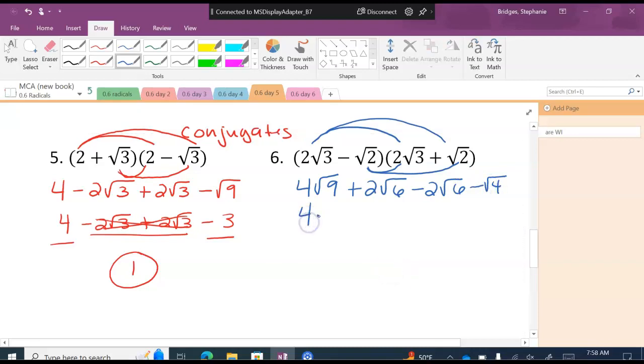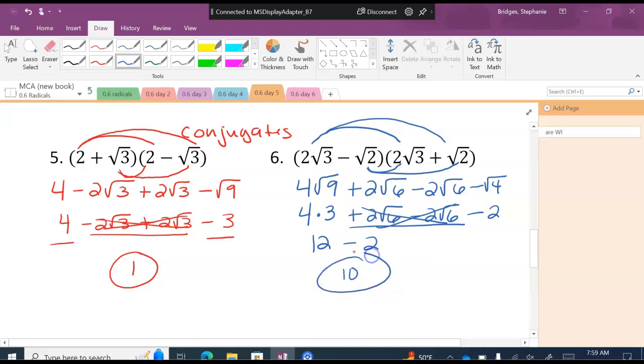What does the square root of 9 turn into? 3. I'm just going to keep everything for now for just a minute. And what does the square root of 4 turn into? 2. So that gives me 12. What's going to happen to those two? They cancel. And so I end up with 12 minus 2, which gives me 10. Again, no radical left because I multiply a pair of conjugates. It happens every single time. Anybody have any questions on those? All right, we just got a couple more.